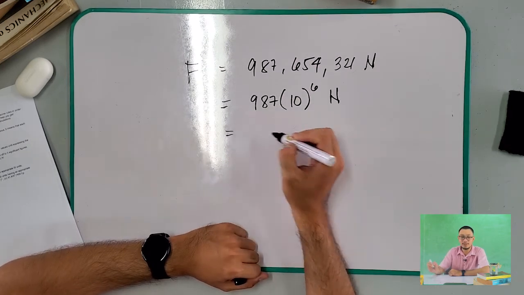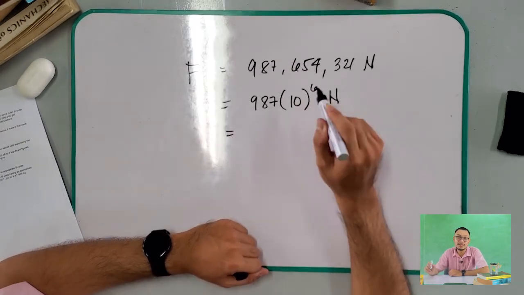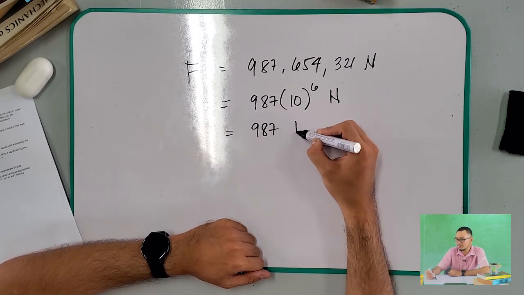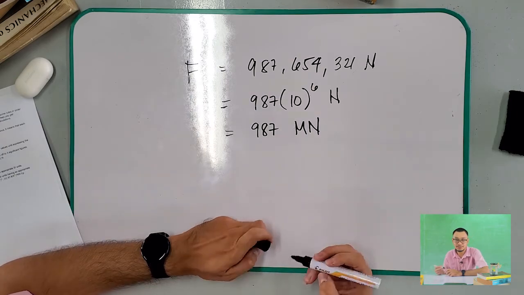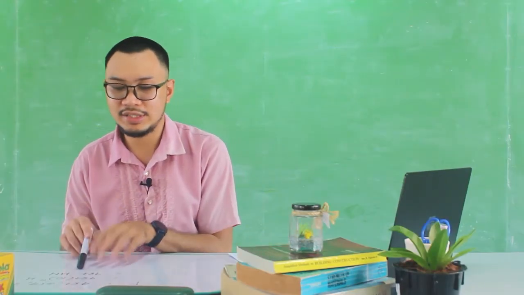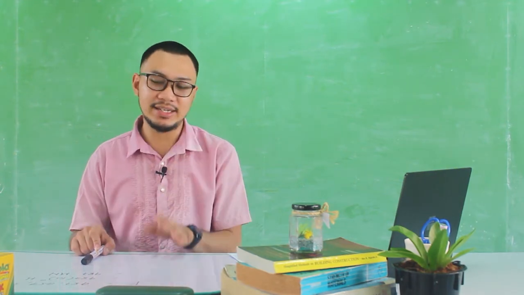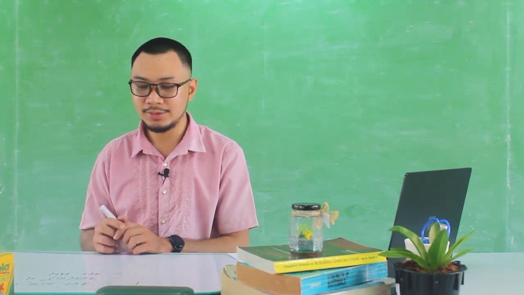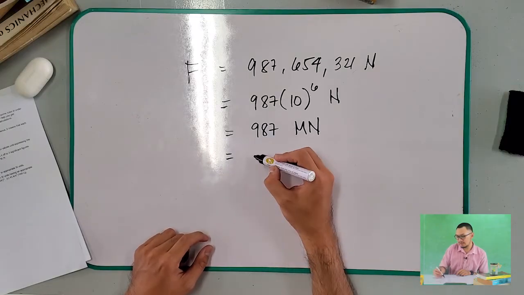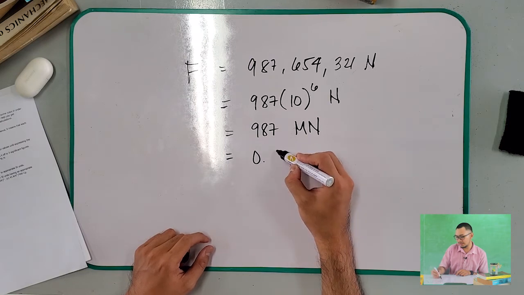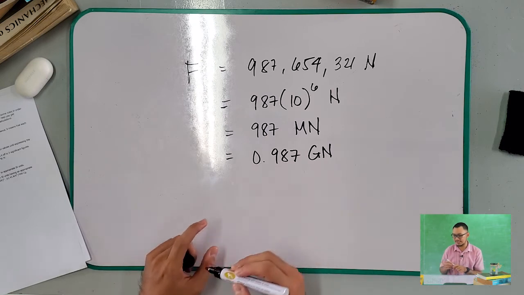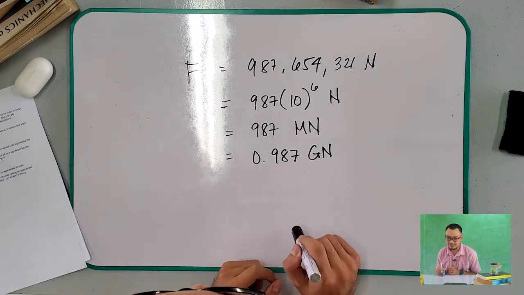And since niingon man ko sa ako rule kaganiha nga dapat ibutang prefix, so 987 mega newtons. Okay? So, express it in 3 significant figures and then voila. Have it there. Or, 0.987 giganewtons. I still will accept that kind of answer.